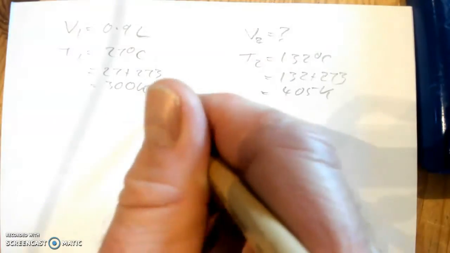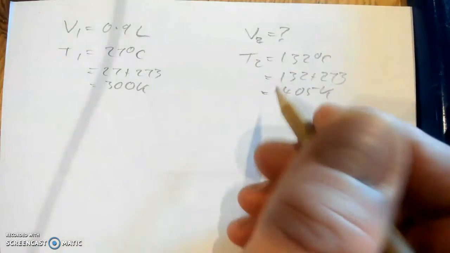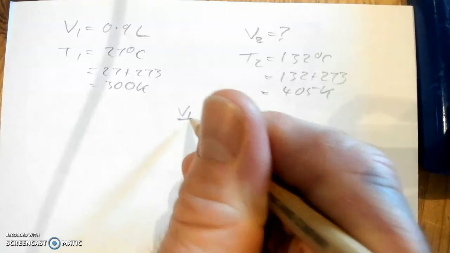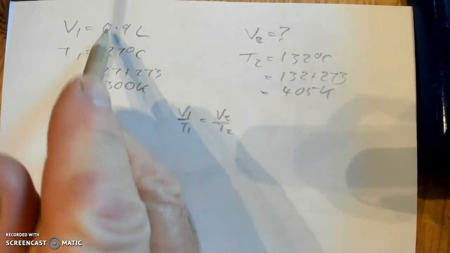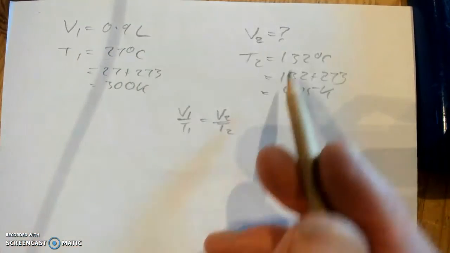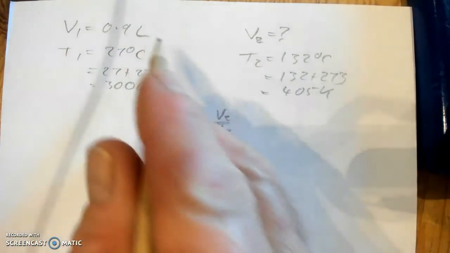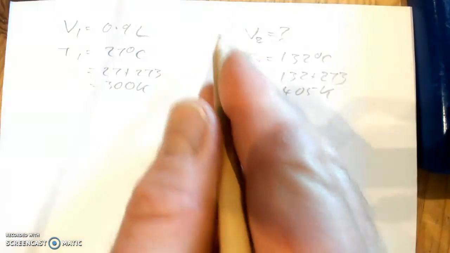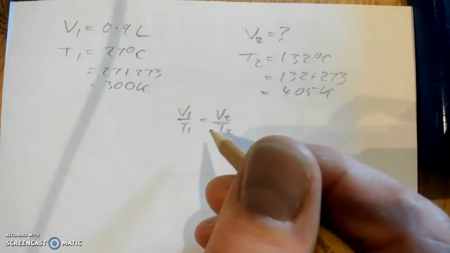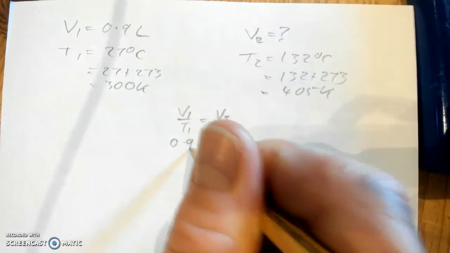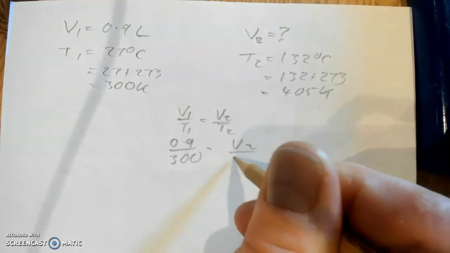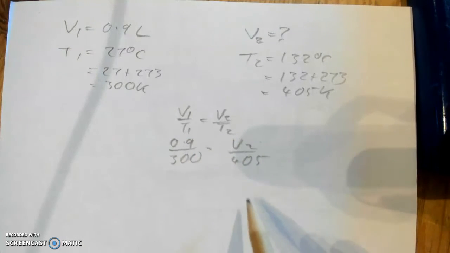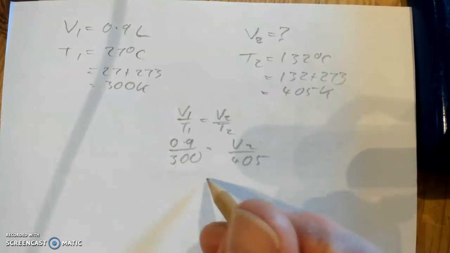Let's just go through. So we're using V1 and V2. So it's V1 over T1 equals V2 over T2. Notice how I've set them out in the beginning and the final there. So it's just a case of putting them in on the right side now, which is why it's good to keep them on each side. 0.9 over 300 equals V2 over 405. And that's what we're trying to find, V2.